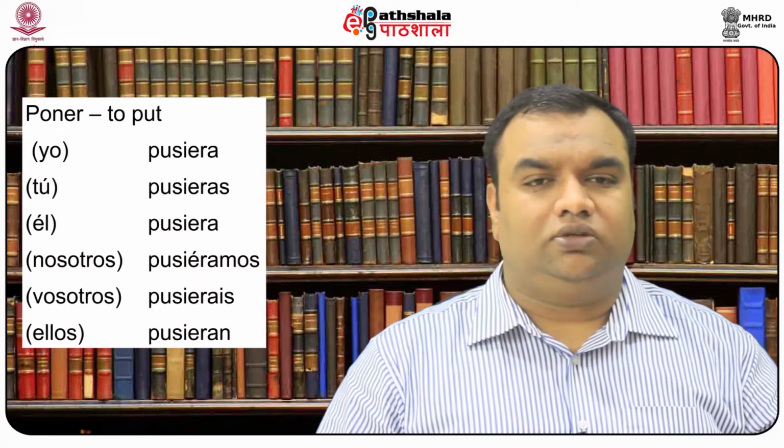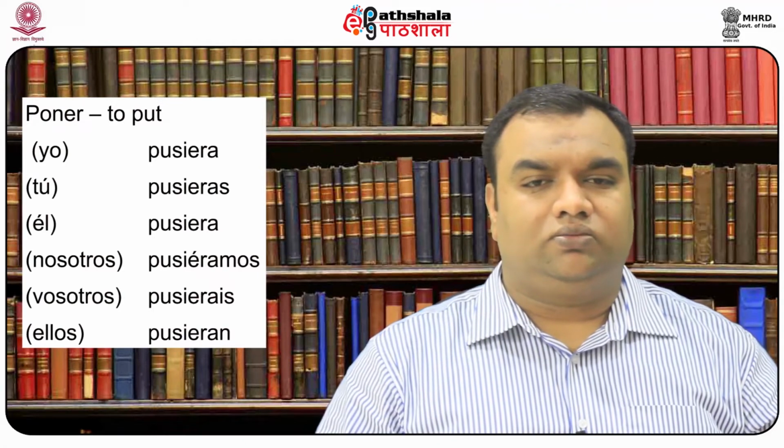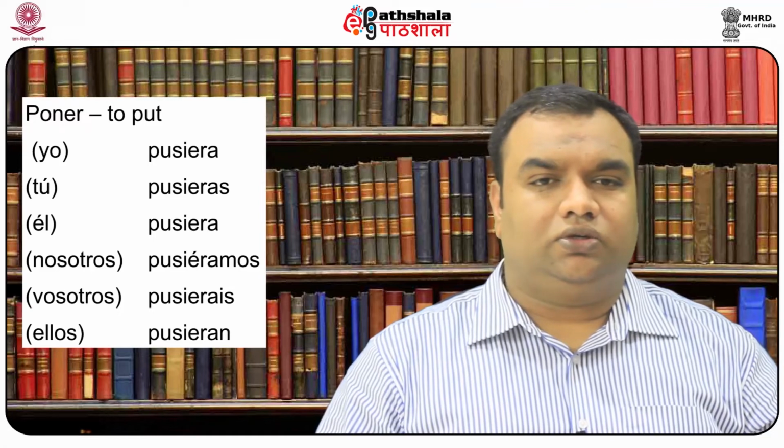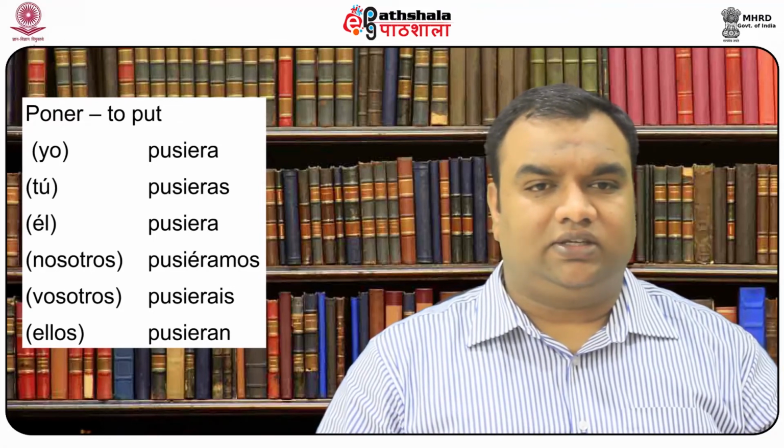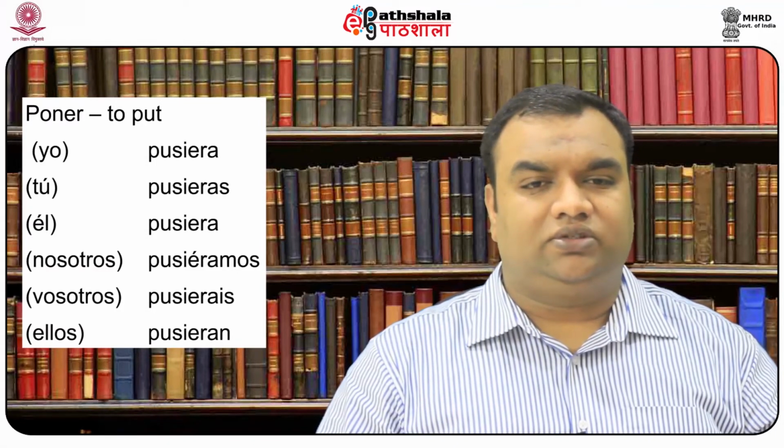Coming on to the next verb, poner, which means to put, the third person plural conjugation is pusieron. So the imperfect subjunctive conjugations are yo pusiera, tú pusieras, él, ella, usted pusiera, nosotros pusiéramos, vosotros pusierais, ellos, ellas, ustedes pusieran.